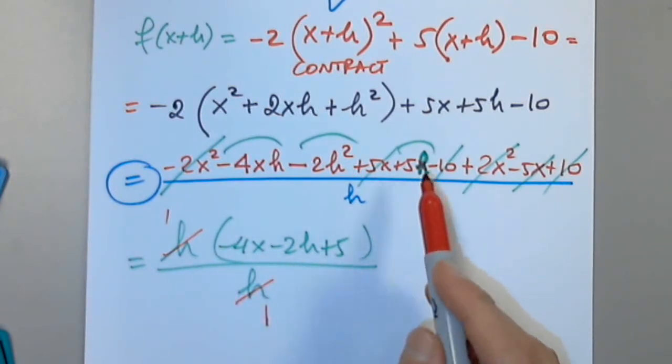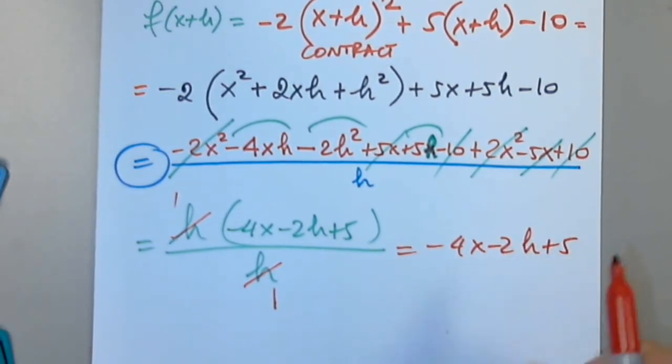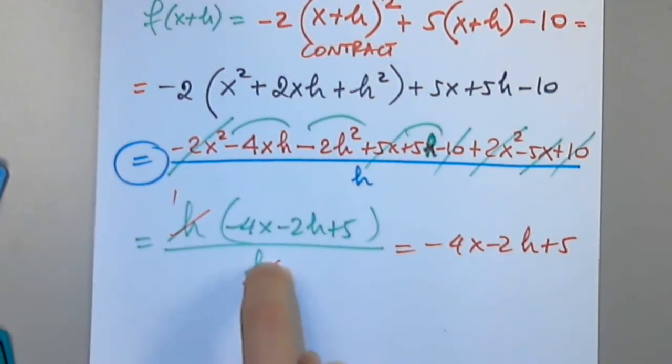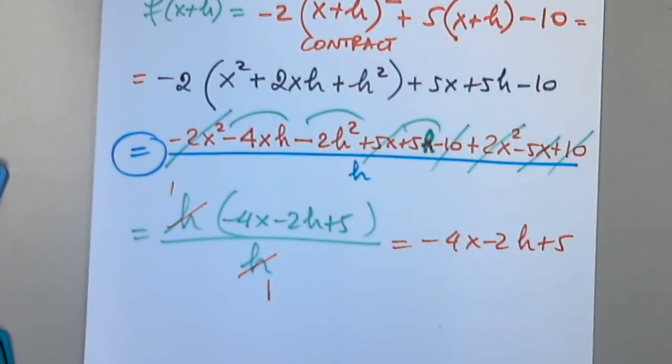Is that okay? Good. So as you see, the final simplified form still has h in it, but not this one. So that's okay. That's allowed. But not this one. That is gone, as expected.